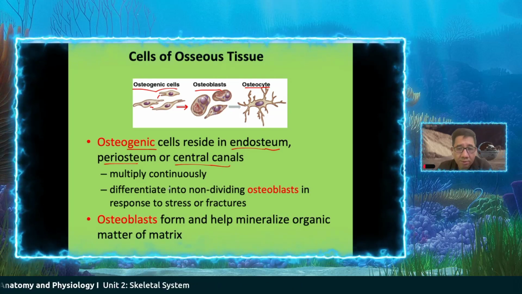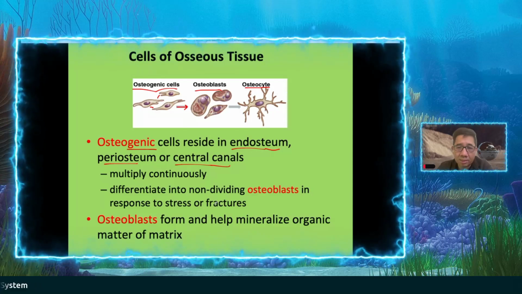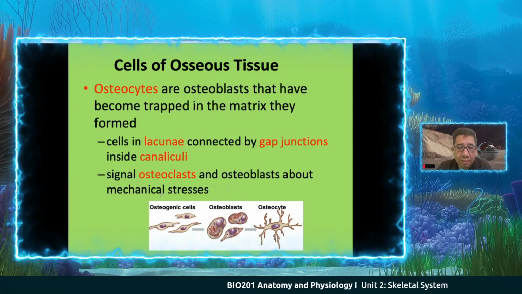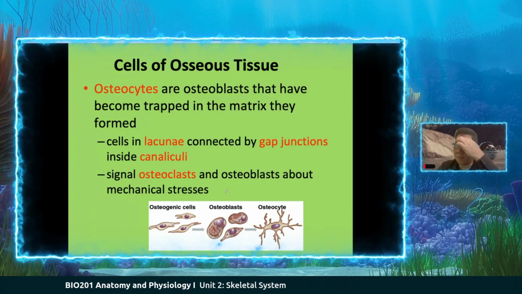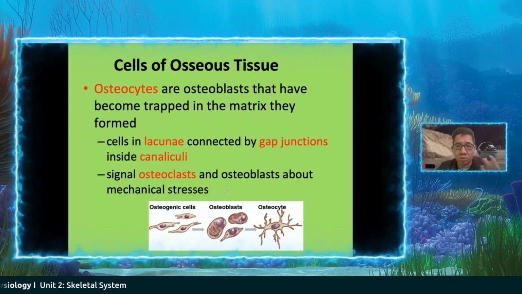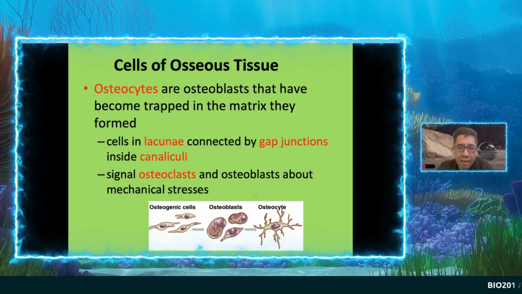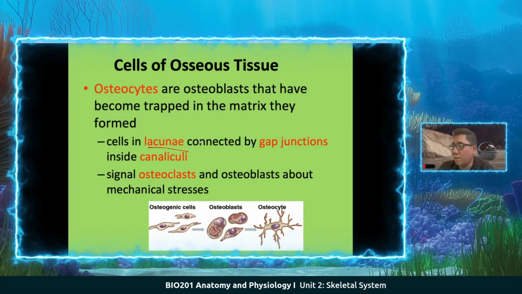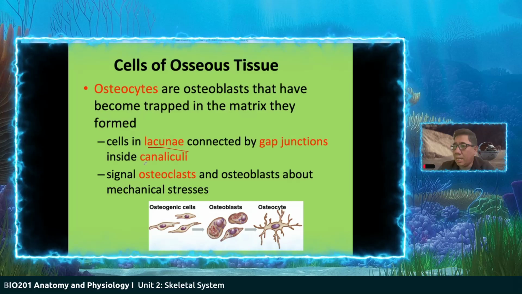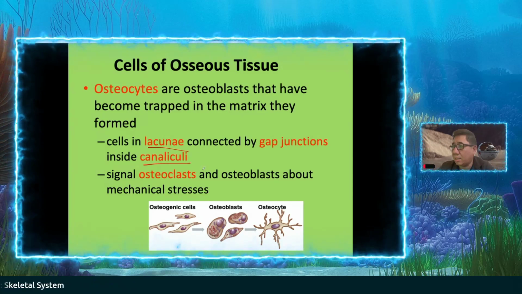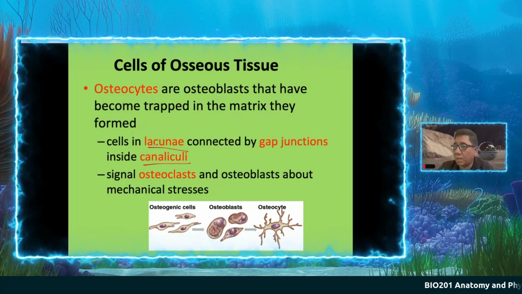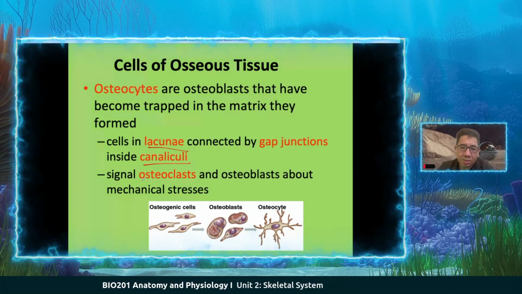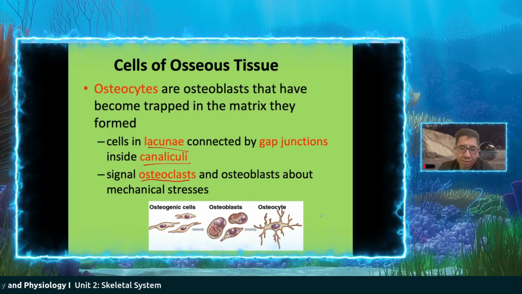Osteoblasts form and help mineralize the organic matter of the matrix. We're going to talk more about that later on. Osteocytes become trapped in the matrix, and then they form part of your bone cells. They are usually in the lacunae. Lacunae are little gaps, like little caves for osteocytes. And then you have canaliculi. These are little gap junctions that connect one lacuna to another lacuna. And then you have the osteoclast. Osteoclast is the fourth player here.